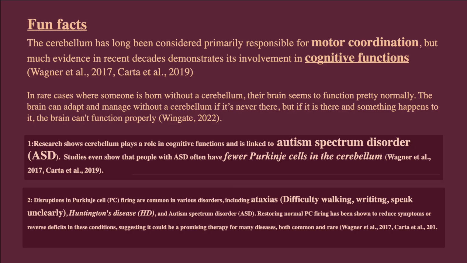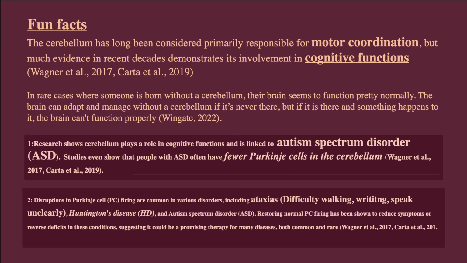According to the peer review article that I read, here are some fun facts I learned from it. Not only are Purkinje cells responsible for motor coordination, they're also involved in cognitive functions. According to the book we read, in some rare cases, people born without a cerebellum have a brain that seems to work perfectly fine. But if you're born with it and it happens to be damaged, then your brain can't function properly.